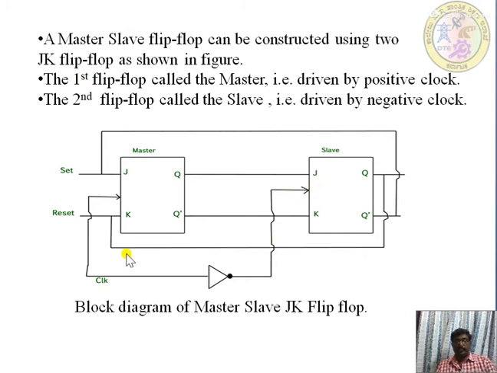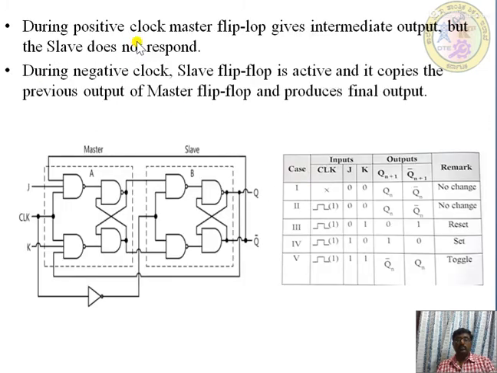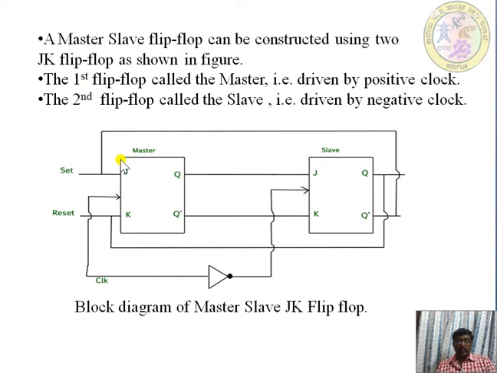The point is that during the positive clock cycle, the master is on, and during the negative clock cycle, the slave is on. The master gives the intermediate output, but the slave does not. During positive clock, the master flip-flop gives the intermediate state. Intermediate state means during the positive cycle, the master JK flip-flop will be in an on state, so you will be getting certain values here. These values are known as the intermediate state, which acts as the input to the slave flip-flop when the clock pulse becomes negative. When the clock pulse is negative, it is converted by the inverter to a positive clock. At that time only the slave will be on.